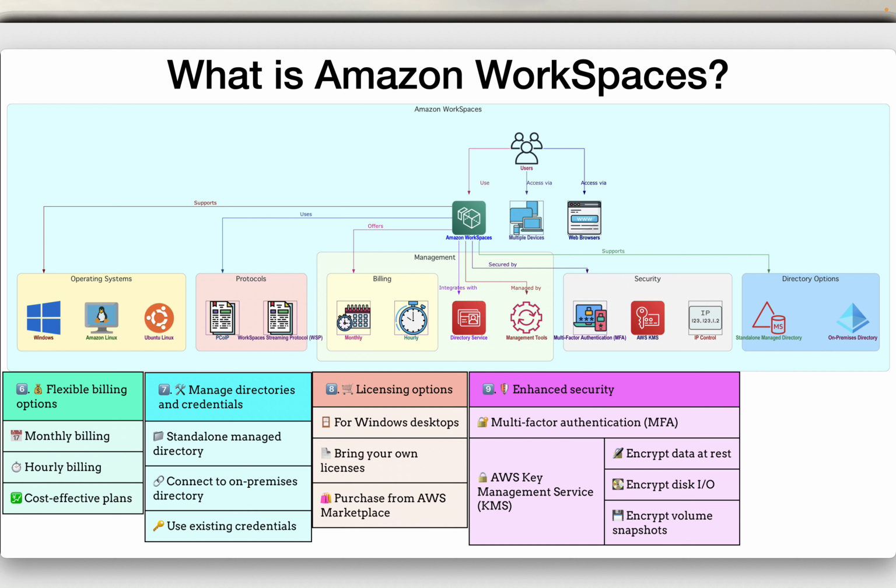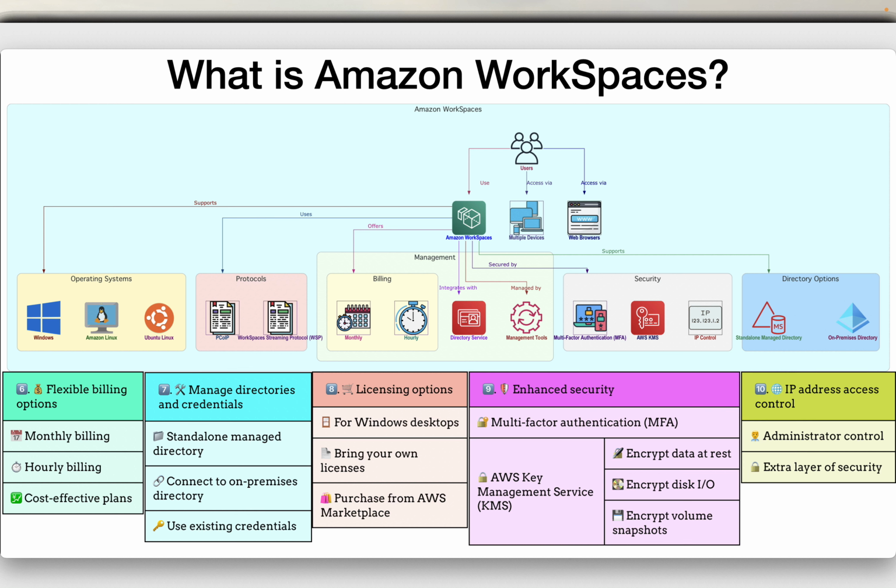WorkSpaces includes multi-factor authentication (MFA) for additional security and AWS Key Management Service (KMS) to encrypt data at rest, disk I/O and volume snapshots. Administrators can control which IP addresses are allowed to access WorkSpaces, adding an extra layer of security.